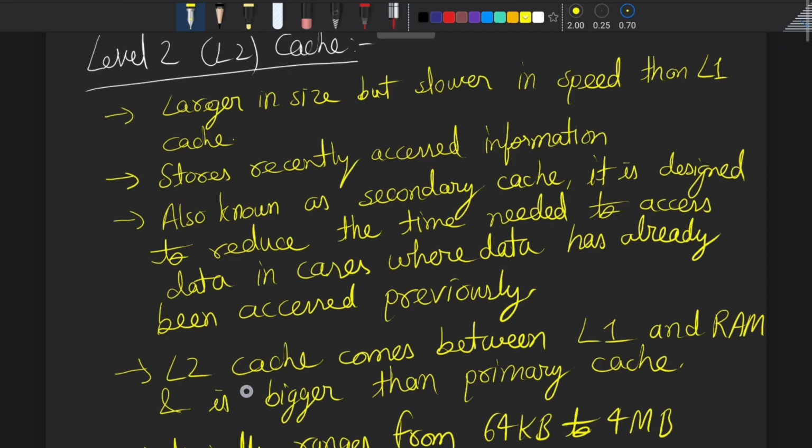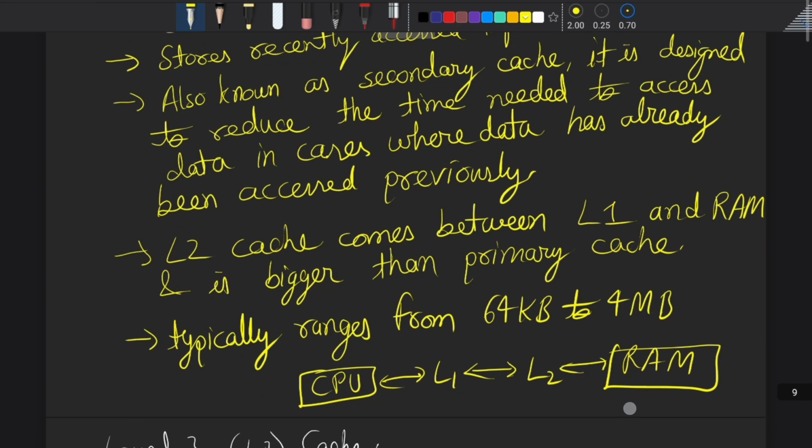So here it is shown where the L2 cache lies. The L2 cache comes between L1 and RAM and is bigger than the primary cache, as we have already discussed, that it is larger in size. The size ranges from 64 KB to 4 MB, and as we can see here, the CPU is directly connected with the L1 cache, the L1 cache is connected with the L2 cache, and the L2 cache is connected with RAM. That is, L2 lies between L1 and RAM.